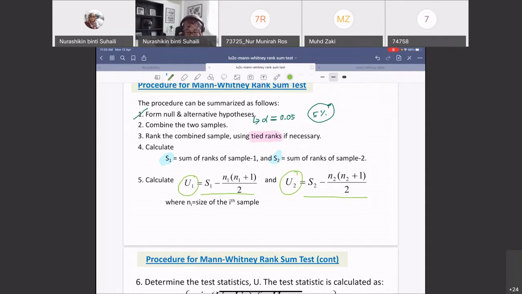Okay, so U1 is equal to S1. So that's why you need to find the S1 first. N1 is the sample size of sample 1. The size of sample 1. Okay, and this is the formula. And for U2, we just substitute S2 and N2. Okay, so the formula looks the same, but you just substitute S and N accordingly. Okay, so that is U1 and U2.